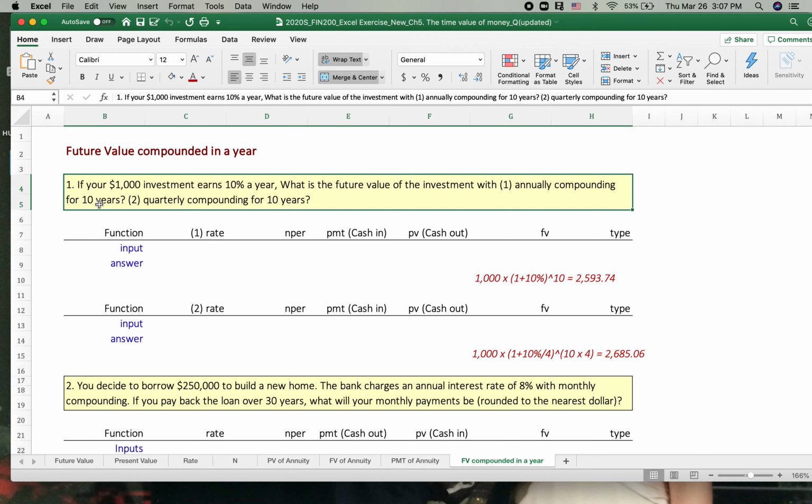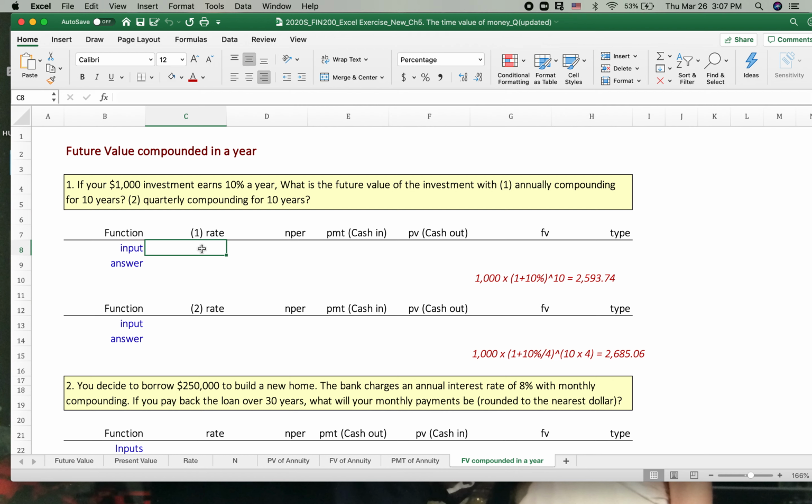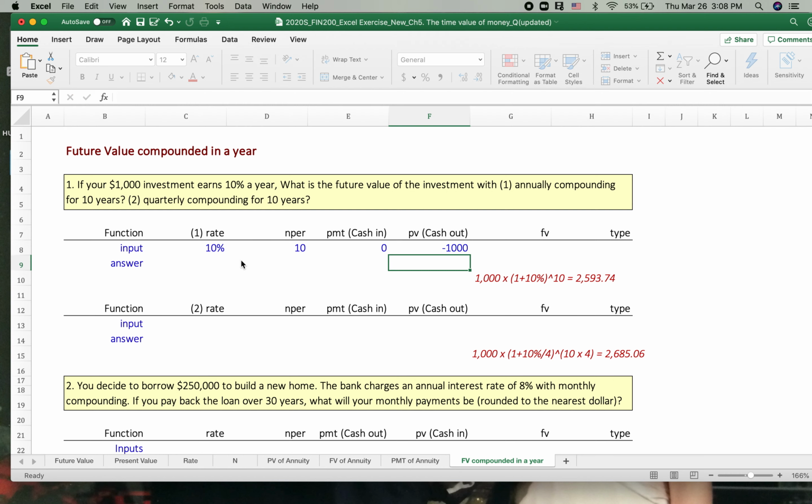Okay, the first case: if your $1,000 investment earns 10% a year, what is the future value of the investment with annual compounding for 10 years? It's very simple, because that's what we practiced. So just the 10%, and then the number of periods, 10 years, no payment during this investment period. And then what is the present value? Right? We have to put $1,000.